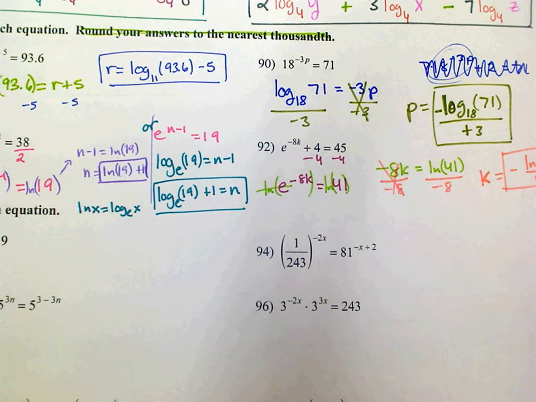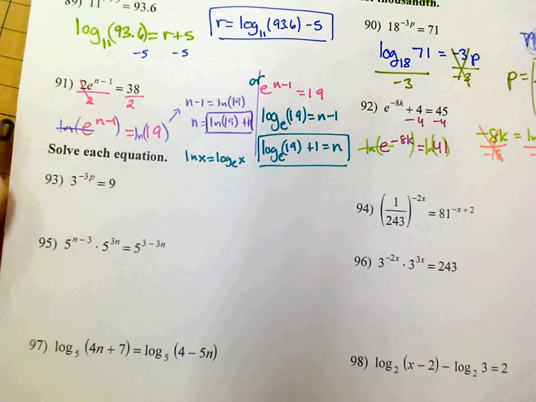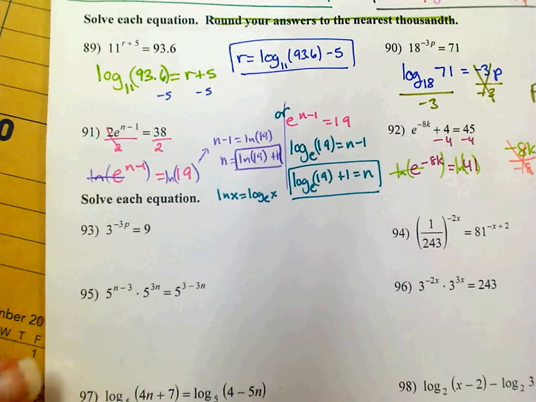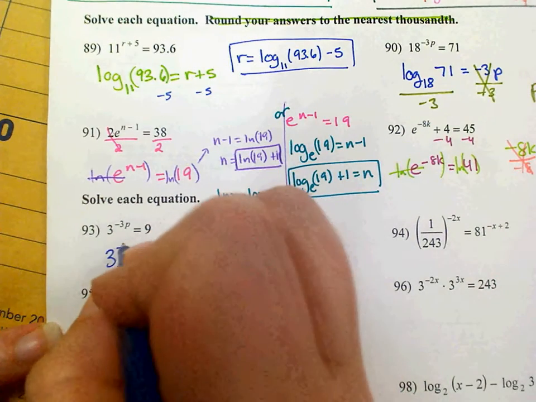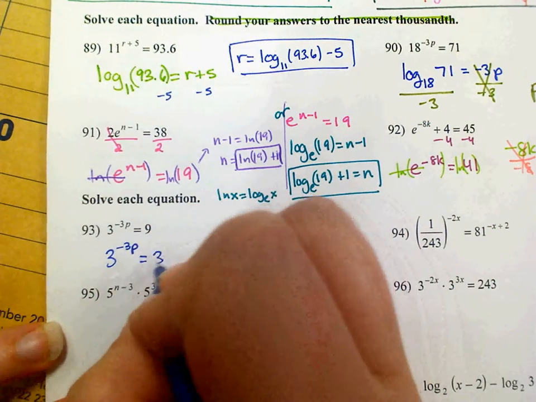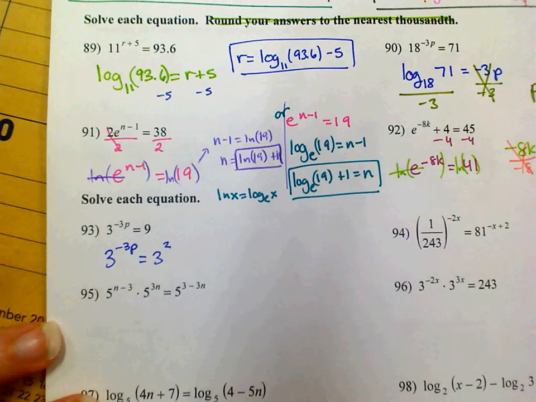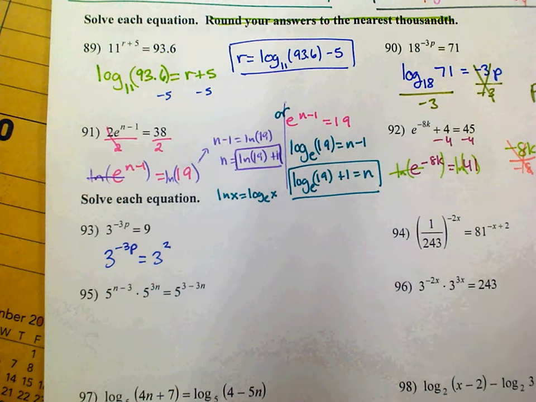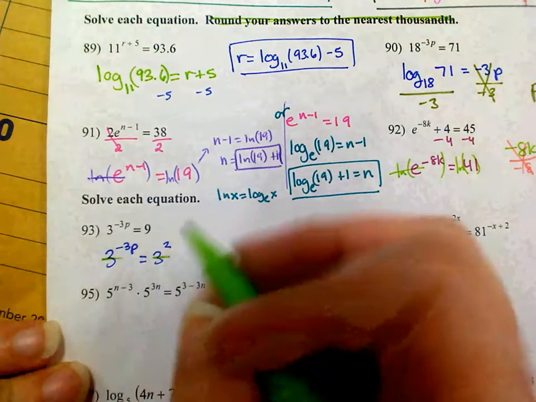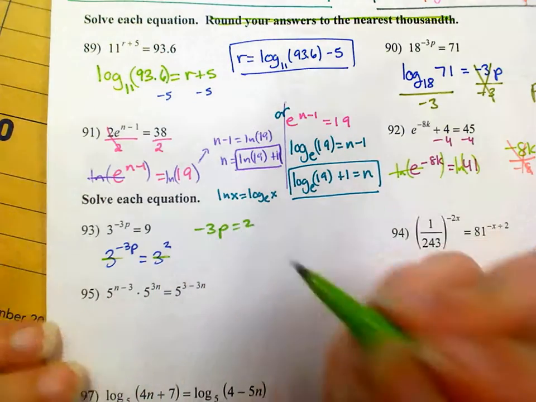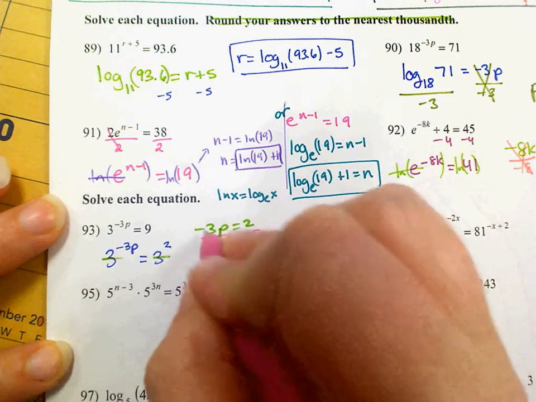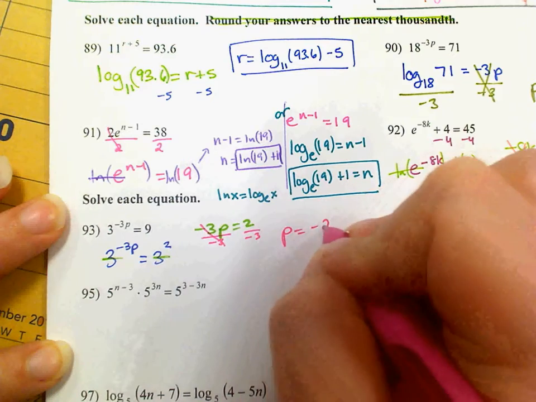Alright, number 93. So this can be solved using logarithms, but log base 3, because this is just a number. But it's also easy if I just think of it as 3 to the negative 3p equals 9, which is 3 squared. The only way 3 to the negative 3p equals 3 squared is if their powers equal each other, because the bases of the exponents are already equivalent. So I'm really just dealing with when does negative 3p equal 2. So divide by negative 3. And my answer is a negative 2/3. And there we go.